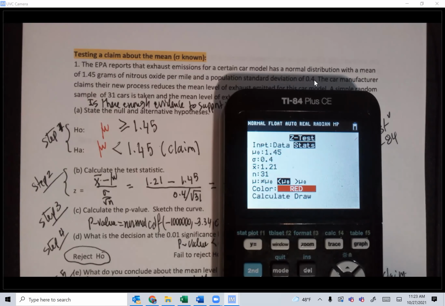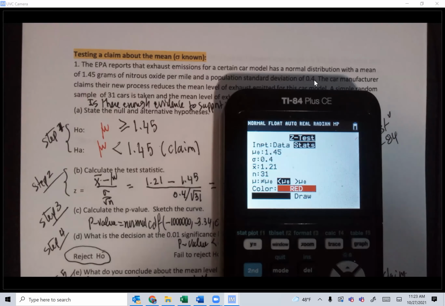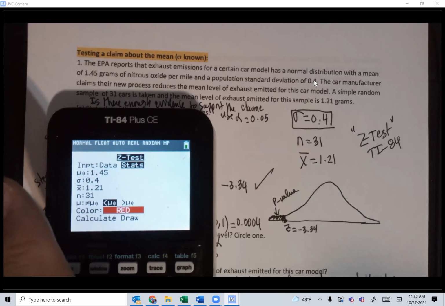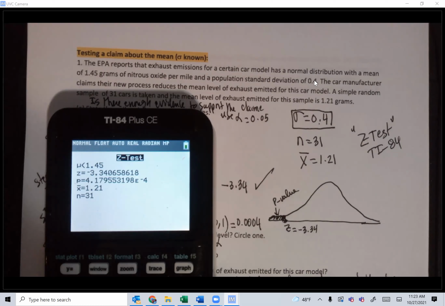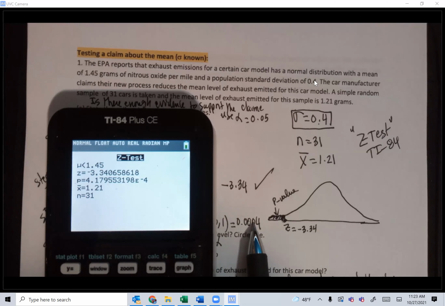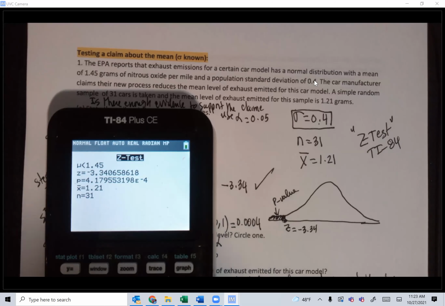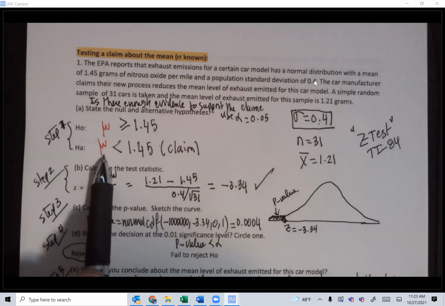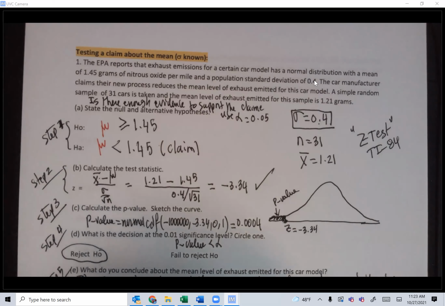And you will see step 2 and step 3 popping up on the screen. They should match with our answers. Z is negative 3.34. Look, guys, negative 3.34. P-value is 0.0004. So you get the test statistic and the p-value. P-value less than alpha, you reject the null hypothesis. Your claim is in the alternative. You say that there is enough evidence at the 0.01 level of significance to support the claim. And that concludes the test.